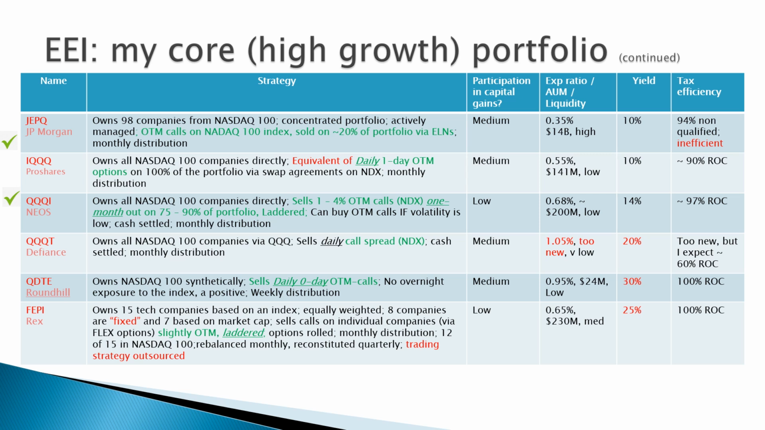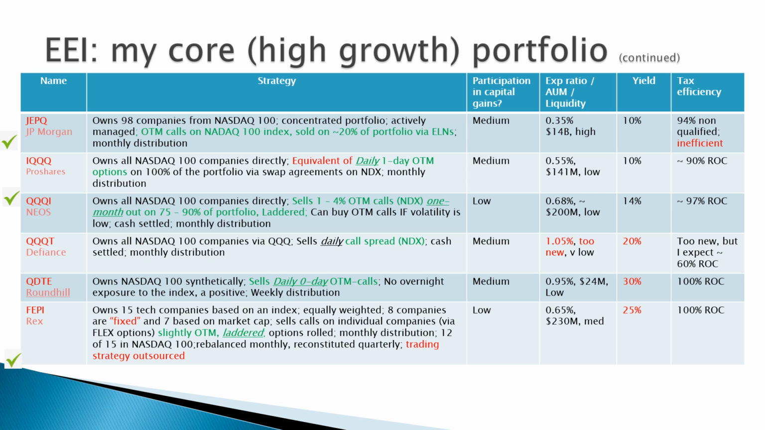QQQI from ProShares is the NASDAQ version of SPYI, and it's this exact same strategy. They own the underlying index companies directly. They do the equivalent of daily, one-day option trades via swap agreements, on the SPX for SPYI and on the NDX in this case. They have monthly distributions, and medium participation because of the fact that it's daily and not for a longer period of time.